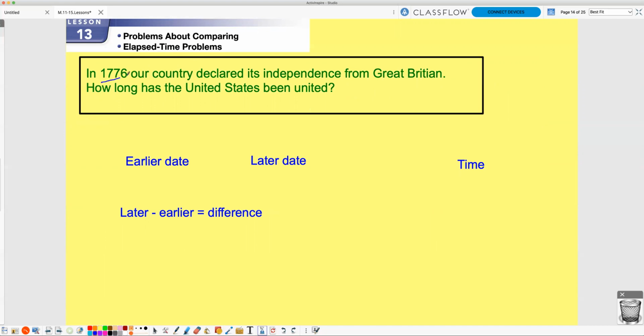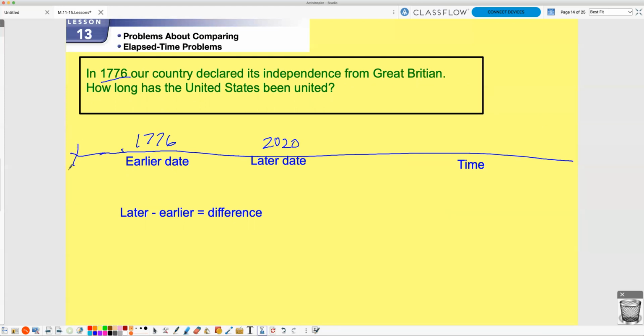In this example, we have an elapsed time problem. In 1776, our country declared its independence from Great Britain. How long has the United States been united? So the later date minus the earlier date. You've got an earlier date, which is 1776. So if you're looking at a timeline, you've got 1776 happens before our latest date, which is 2020 now, and then you've got the elapsed time.